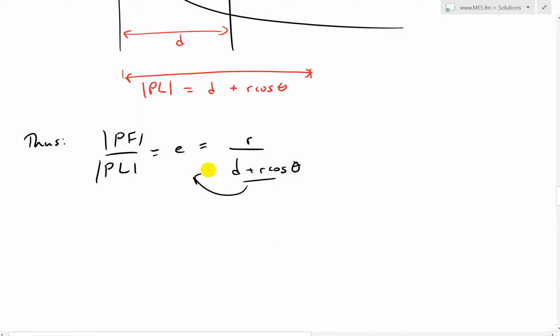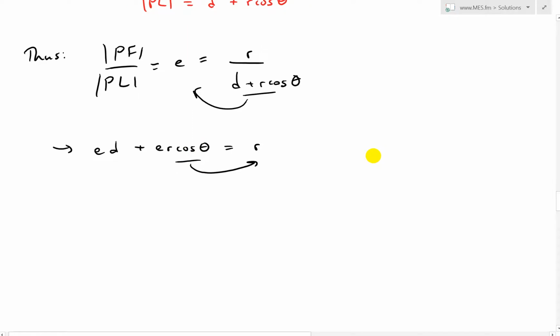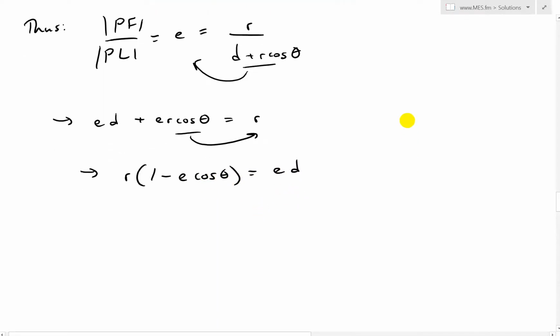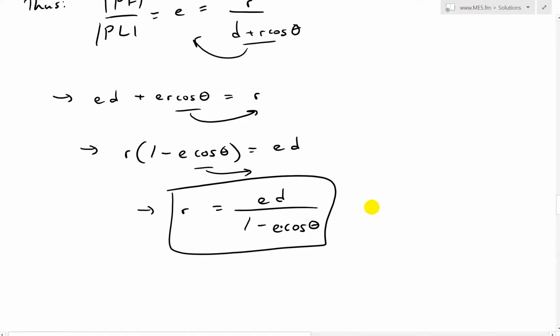Now what we can do is move this over, multiply it out, so what we get is ED plus ER cosine theta equals R. Move this over to this side and factor out the R, so we get R times 1 minus E cosine theta, because we moved it over to the other side, equals ED. And now we move this over, and then we have R equals ED over 1 minus E cosine theta. So there's this formula.